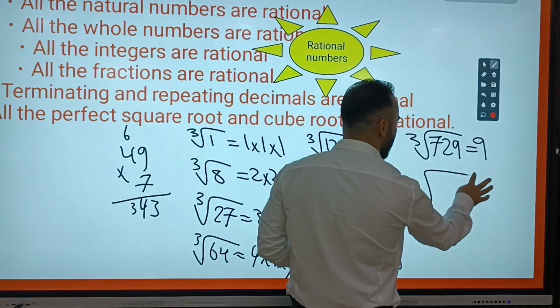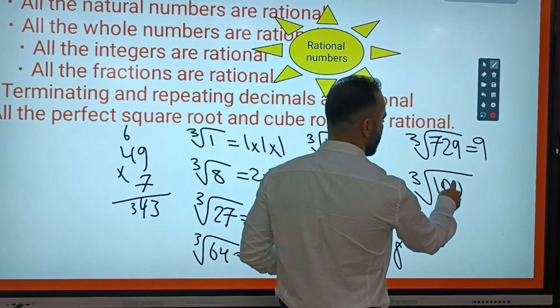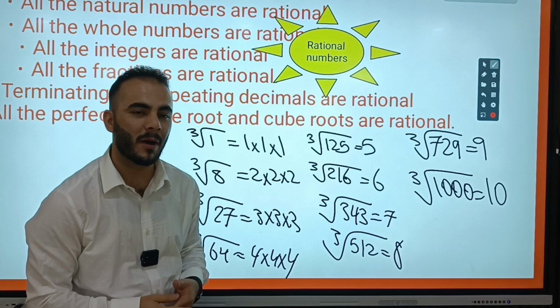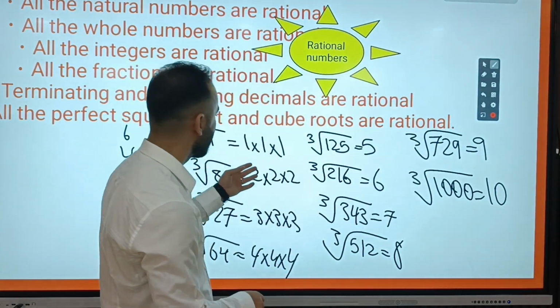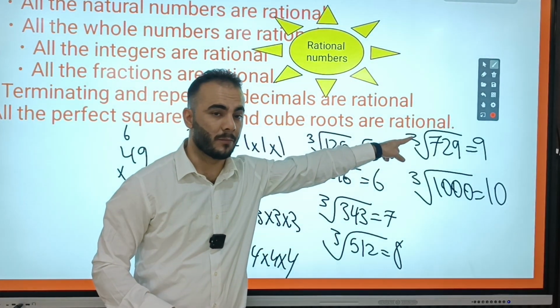And finally, the last one that you need to know is cube root of 1000. It equals 10, because if you multiply 10 three times by itself, you're going to get 1000. These are the perfect cube roots plus perfect square roots. They are all rational numbers.